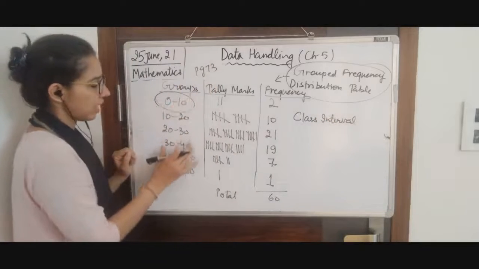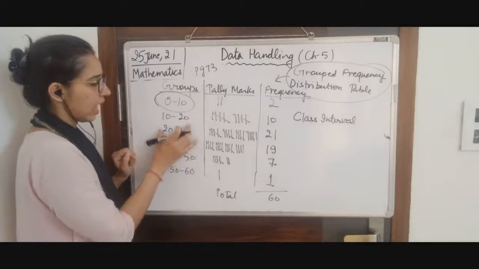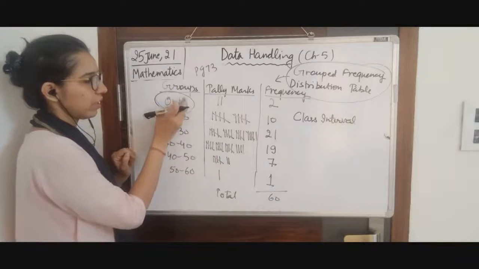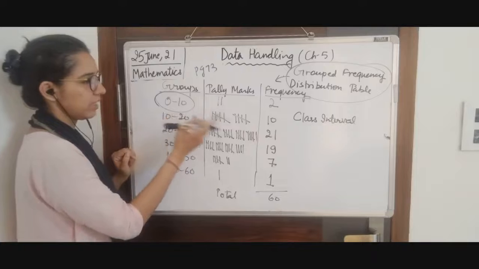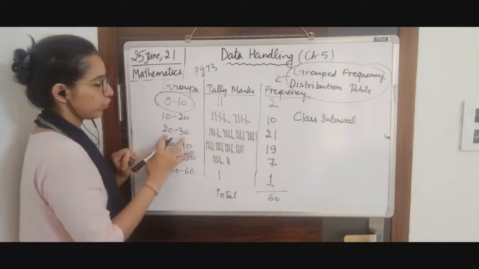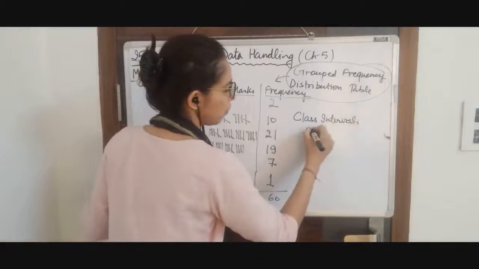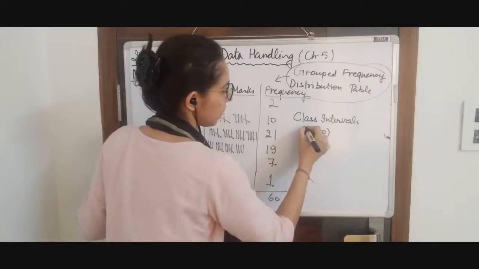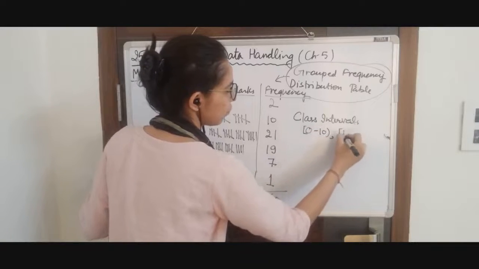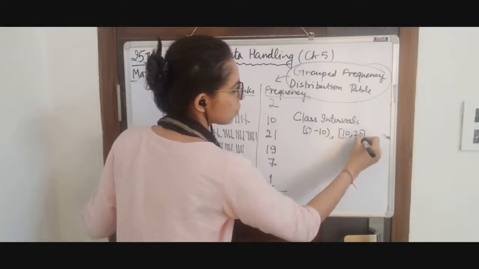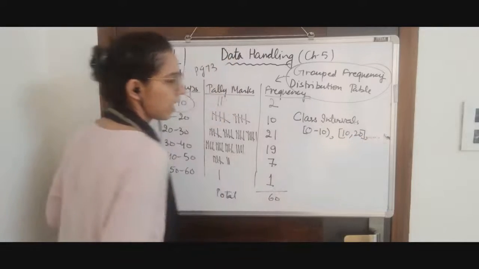These are known as classes. And this 0 to 10 is a class interval, 10 to 20 is a class interval, 20 to 30 is a class interval. So class intervals are 0 to 10, then 10 to 20, and so on. These are class intervals.